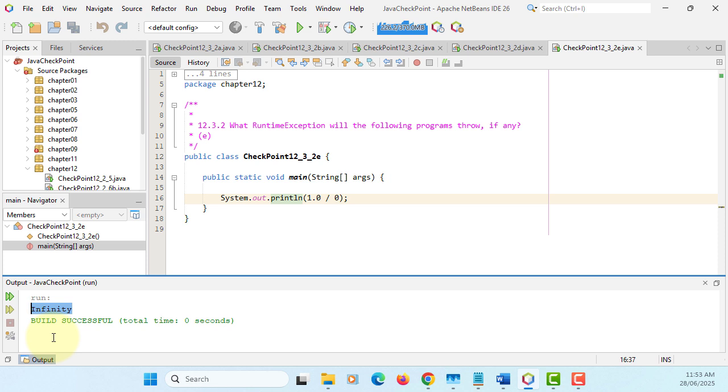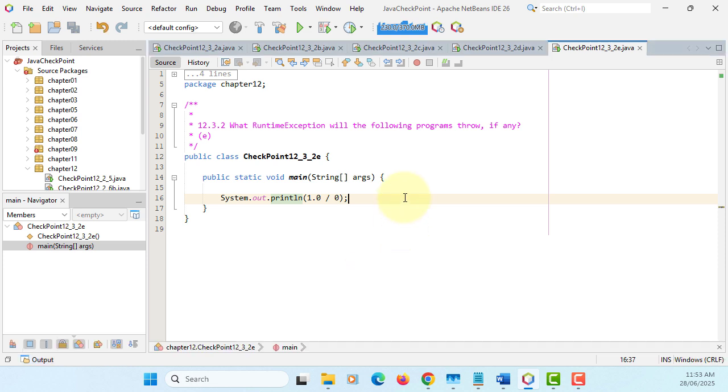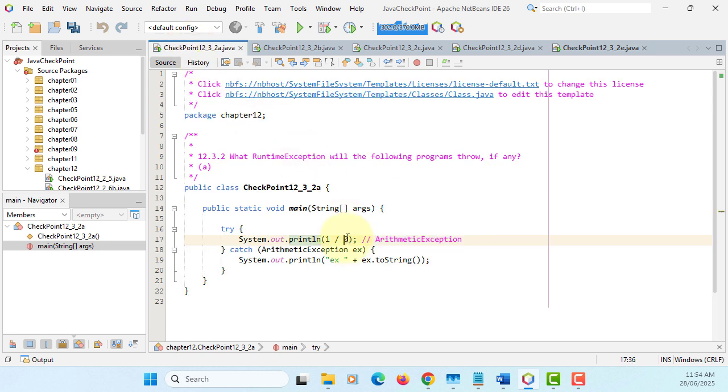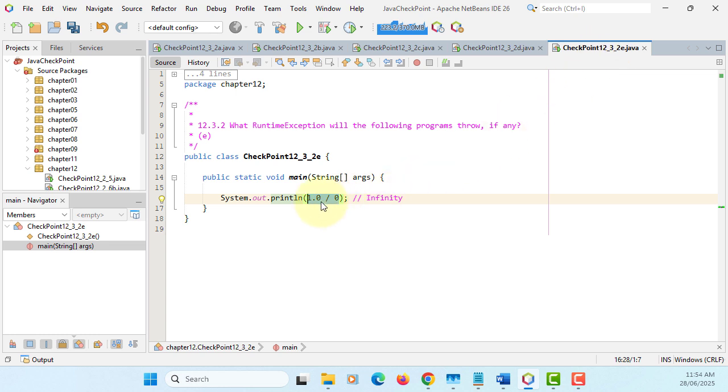The answer is infinity. No runtime exceptions. You just print infinity. If the result of the division is a double value, it will print infinity. If the division is by integers, like here, this one will create an arithmetic exception. This one doesn't. Okay, thank you. That's all.